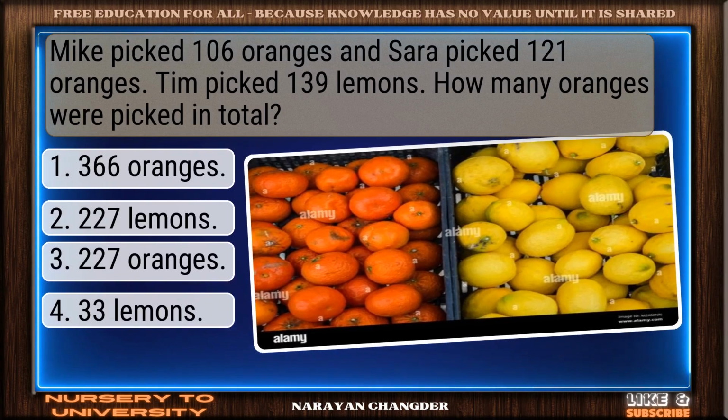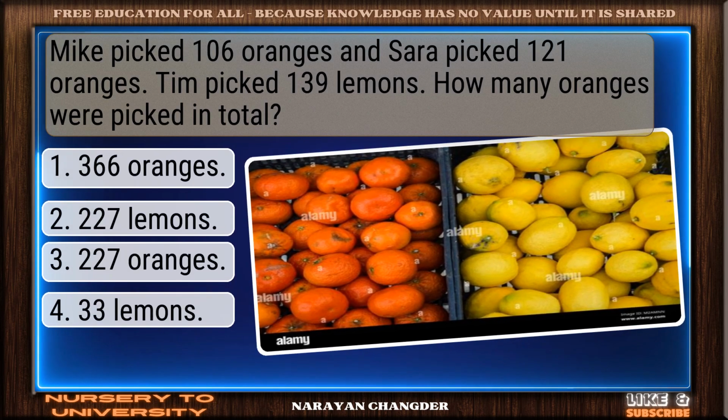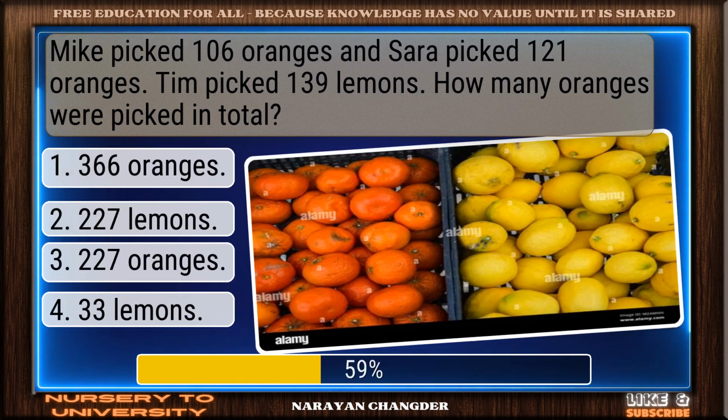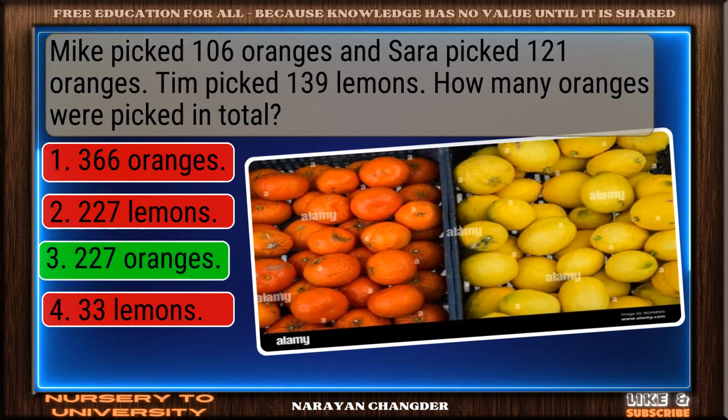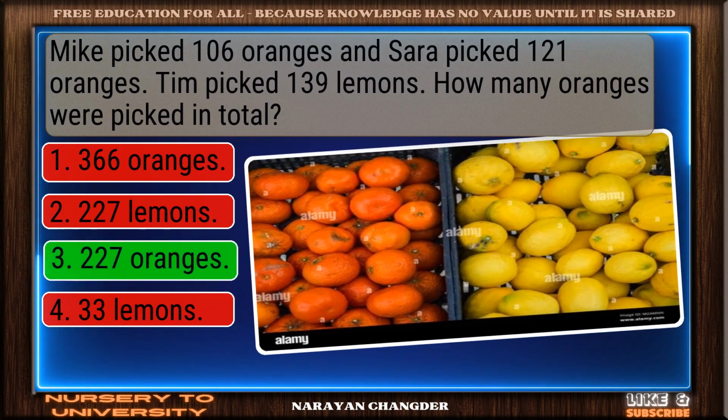Mike picked 106 oranges and Sarah picked 121 oranges. Tim picked 139 lemons. How many oranges were picked in total? Nice selection. 227 oranges is the correct and valid answer.